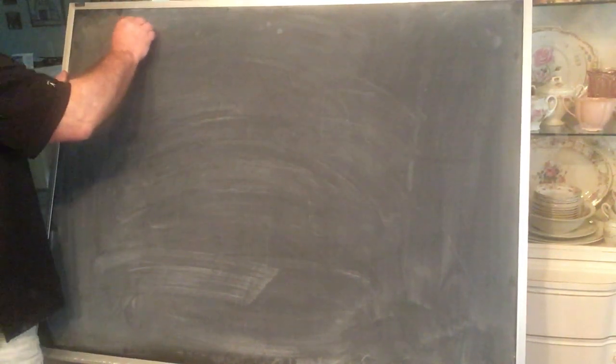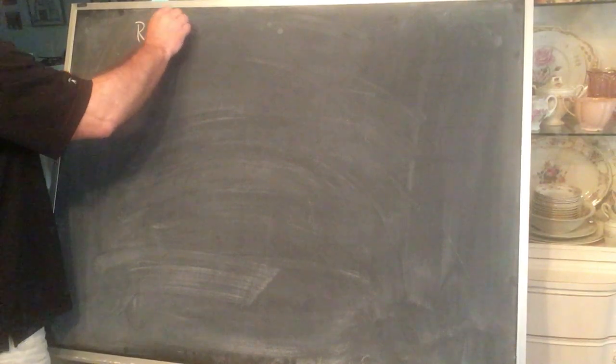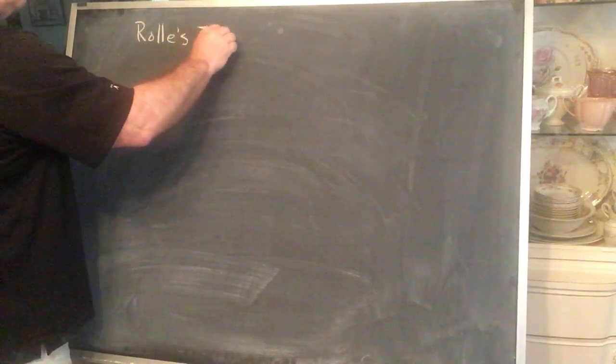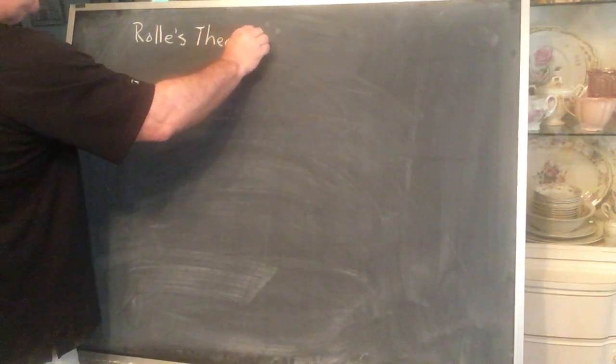Now we're going to talk about something called Rolle's theorem. Rolle's theorem is a theorem that we're not going to do a lot with, but we are going to use it as a tool to get to something which is much more important, of more theoretical value, which is the mean value theorem. So first I'm going to state Rolle's theorem.